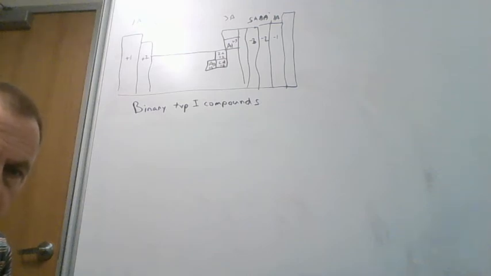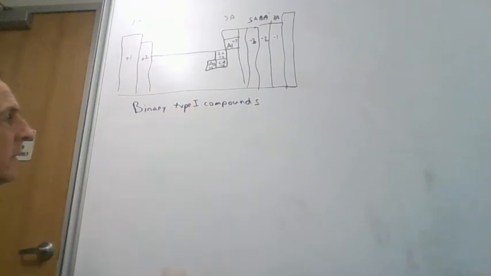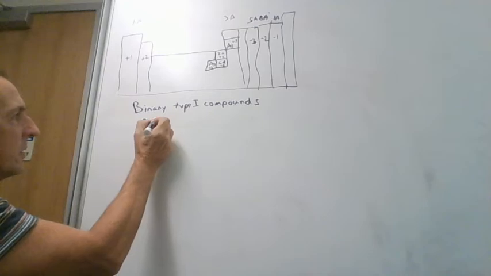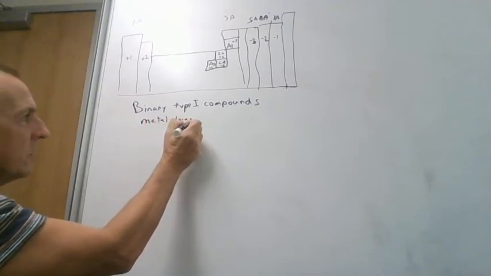All right, we're going to go over how to name binary type 1 compounds. Binary means it contains only 2 elements. And type 1 compounds are formed with a metal that always forms the same charge.